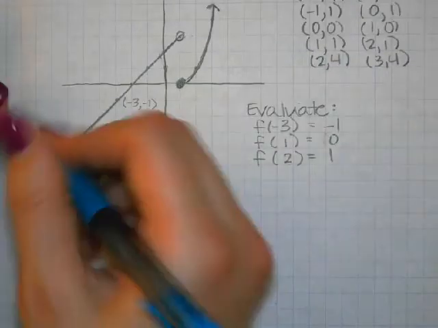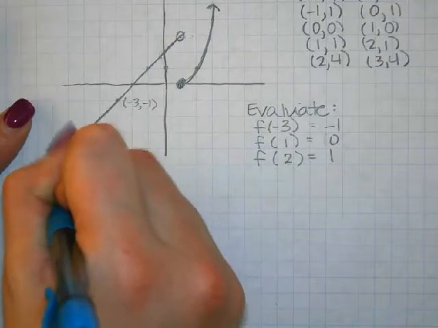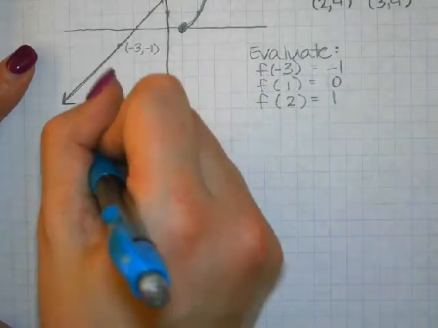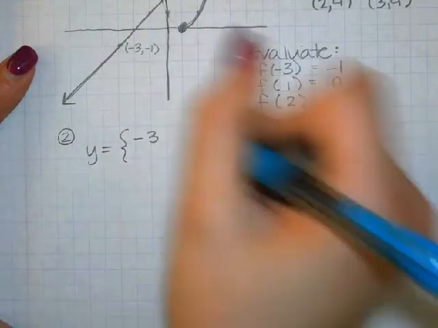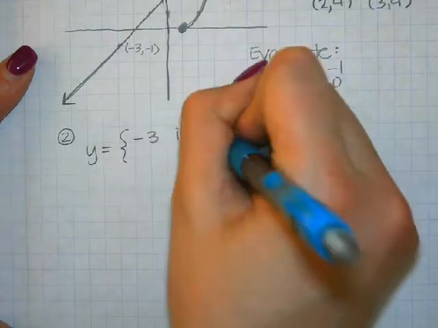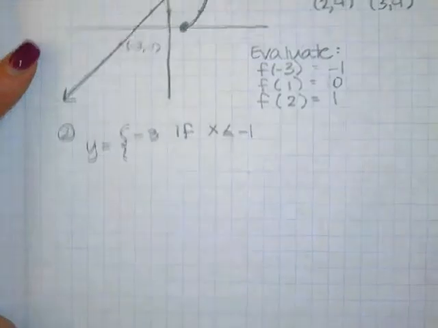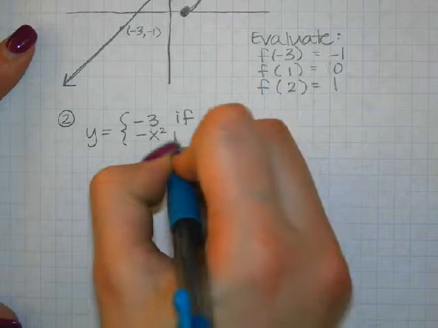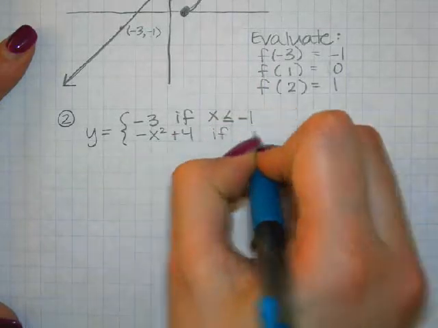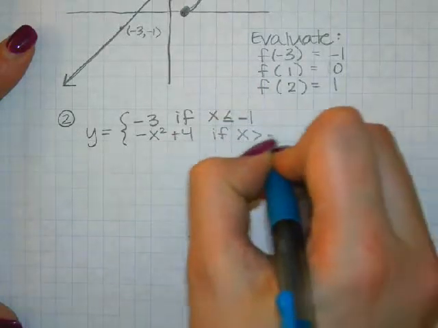All right, so example 2, we're going to do y equals -3 if x is less than or equal to -1, and -x squared plus 4 if x is greater than -1.